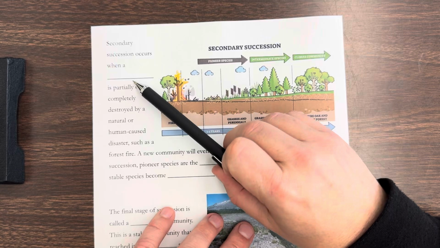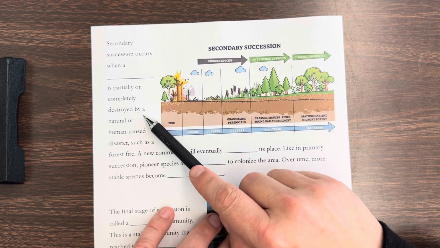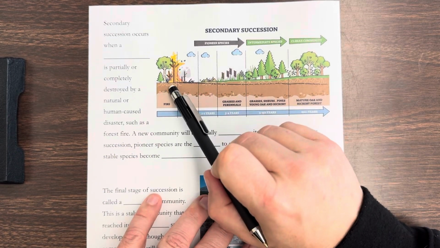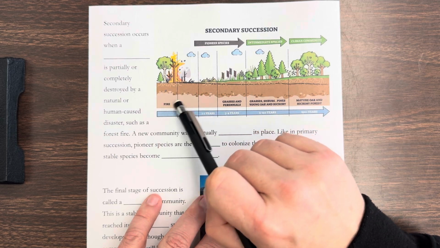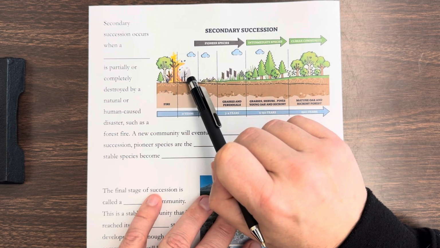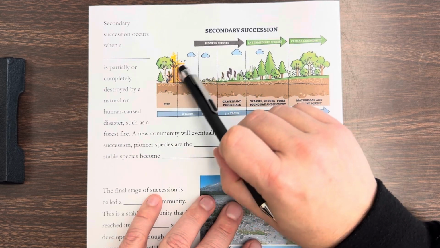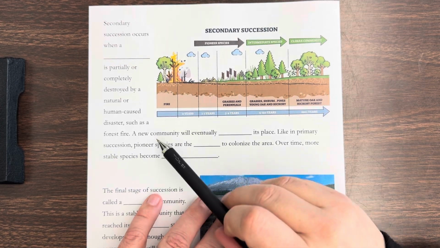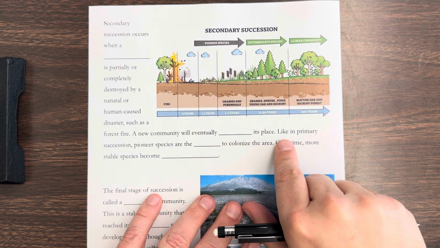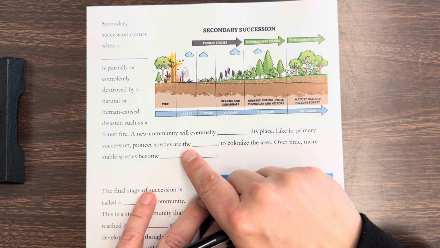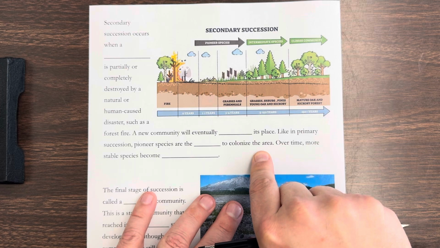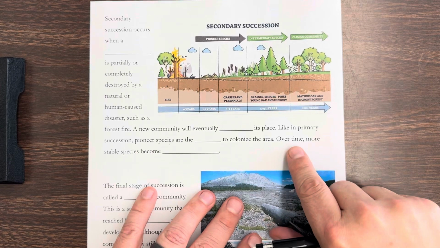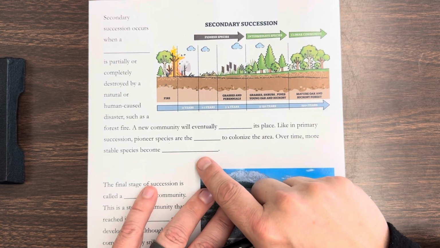Secondary succession occurs when a community is partially or completely destroyed by a natural or human-caused disaster, such as a forest fire. And we see here when we start off, we still have some soil and rock. There might even be burnt logs, just some things that are still left there on the surface besides just exposed bare rock. A new community will eventually take its place. Like primary succession, pioneer species are the first to colonize the area. So we have pioneer species again. These may be different though because we already have some soil. Over time, more stable species become established.